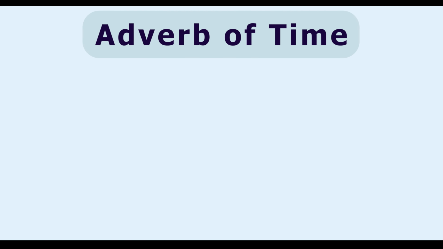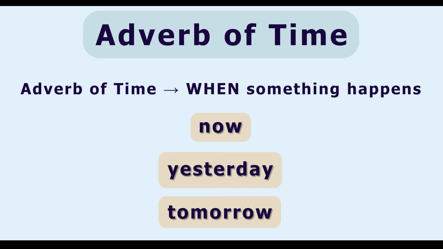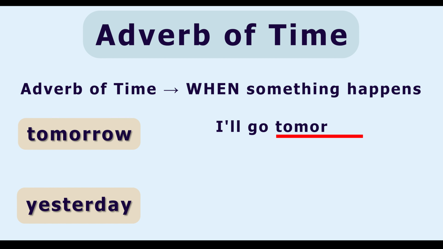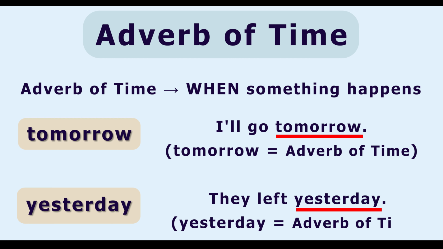Next, adverbs of time. Adverbs of time tell us when something happens, such as now, yesterday, or tomorrow. For example, I'll go tomorrow. Here, tomorrow is the adverb of time. Another example, they left yesterday. Here, yesterday is adverb of time.